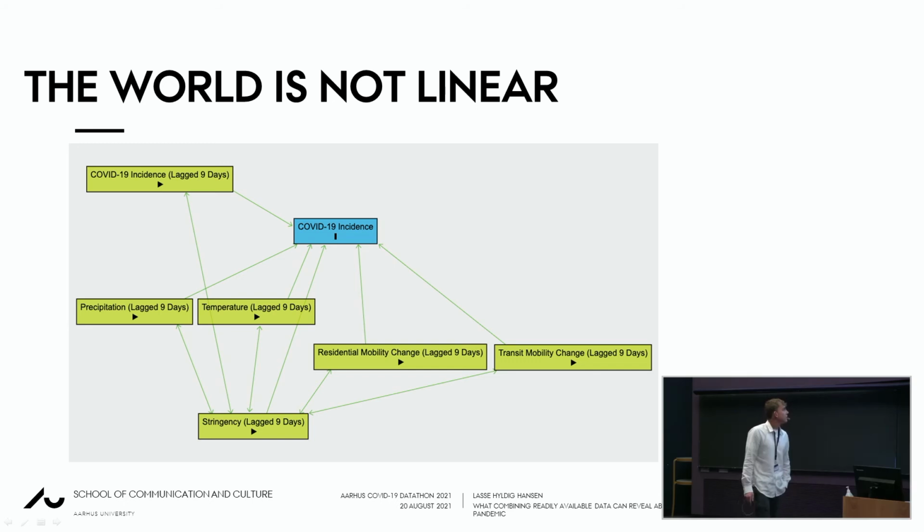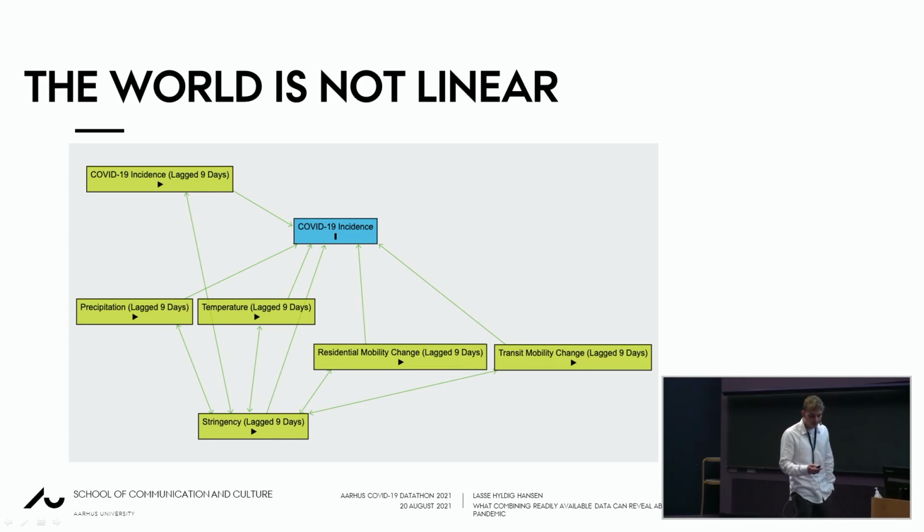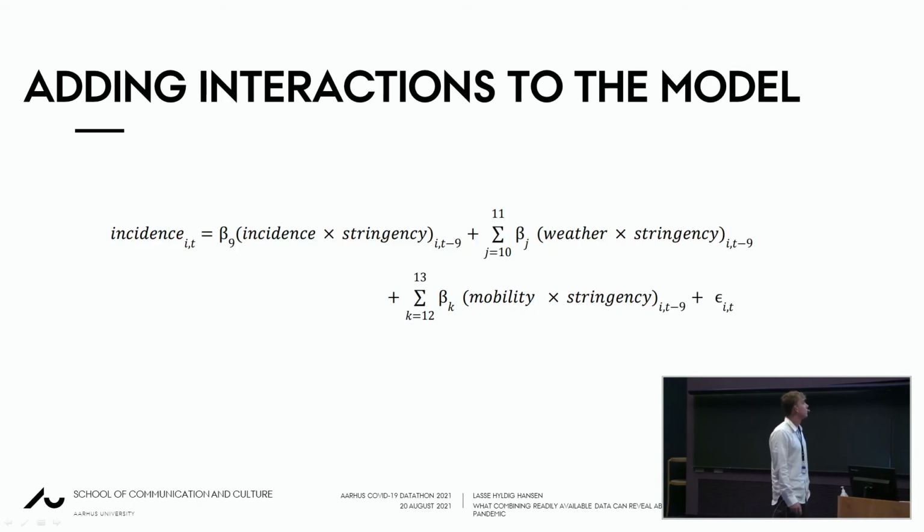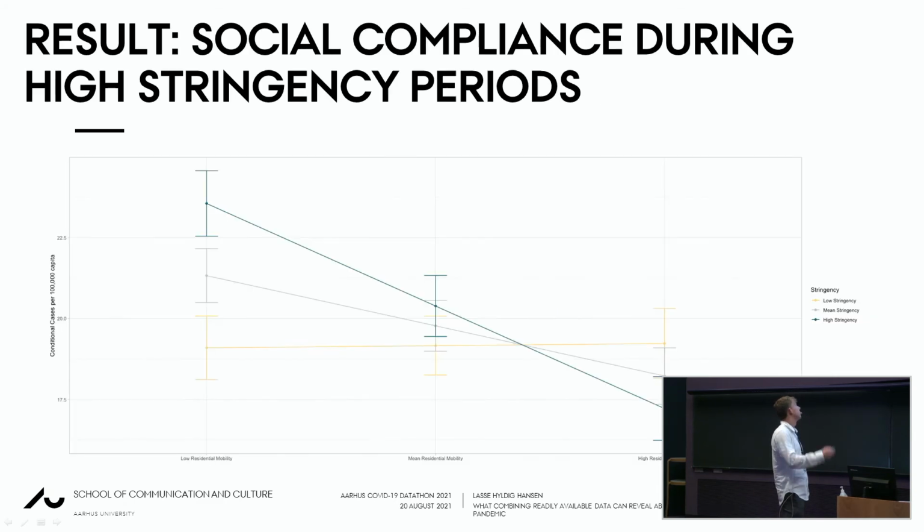The point I'm trying to make here is that we added these interactions for all of these predictors to show that the world is not linear. If I just added stringency to the model and added all of the mobility variables and the weather variables to the model, my model would be inflated with variance, like multicollinearity, and we wouldn't get the full picture like we wanted. We wanted to build on top of the previous literature, not just confirm it.